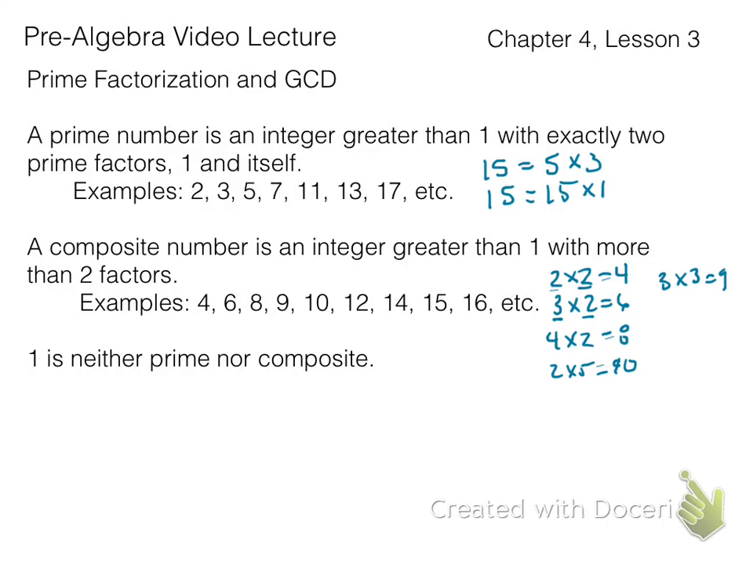So basically anything that's got more than 1 times the number to get that number. All right. So 9 has 3 and 1 and 9. 10 has 1, 10, 2, and 5. So basically anytime it's got more than 2 factors, not just 1 and itself. All right. And just remember that 1 is neither prime nor composite. So don't get tripped up on that. 1 is neither prime nor composite.